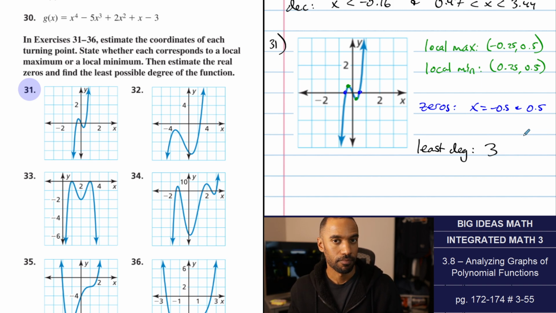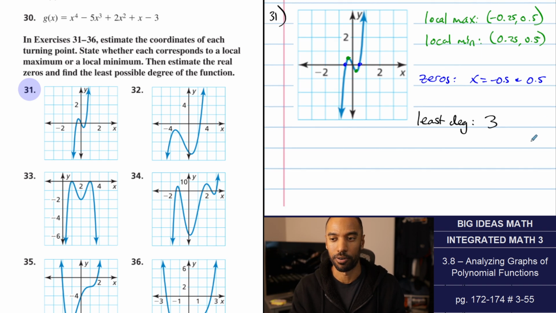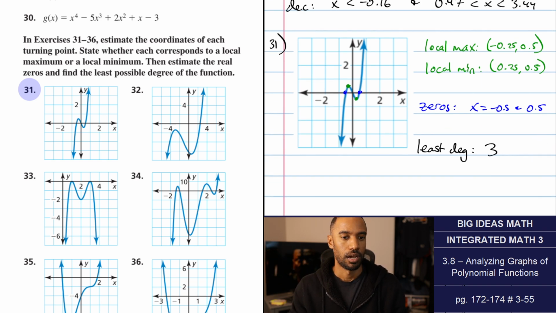And given that it's an odd function, it starts down, finishes up. It can't be 4. It could be 5, right? But it can't be 4, for example. All right, was that it? Estimate the coordinates of each turning point. Local max or min. Estimate real zeros and least possible degree. Yes, okay. All right, let's go to number 32.